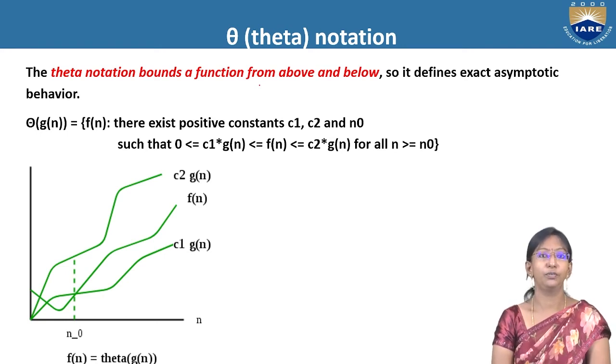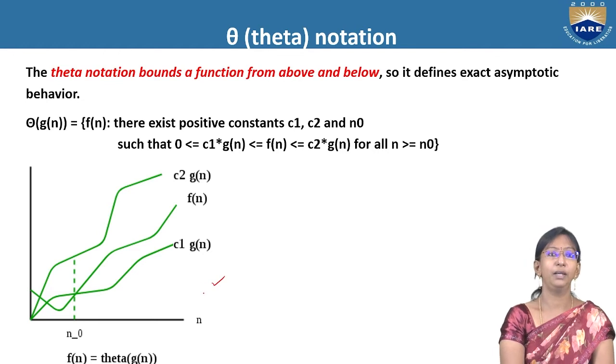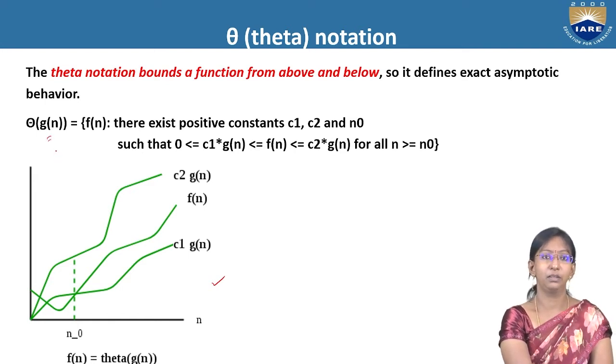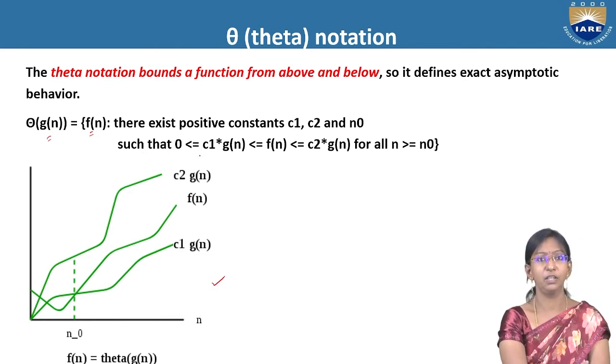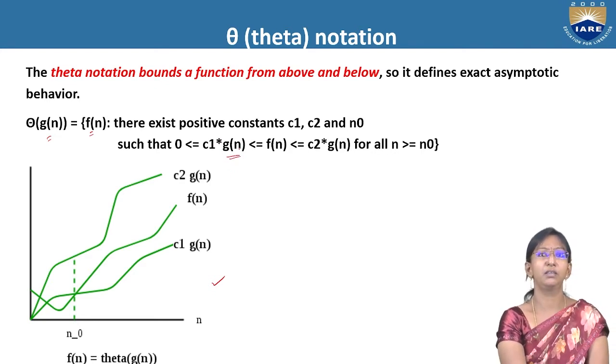And the functionality of theta is, for example, consider the given graph, where the graph is drawn for a function. We are trying to evaluate a function g of n with theta, and it works on a function f of n. It is a factor of f of n. Then there exist three positive values, c1, c2, and n0, such that g of n is between c1 and c2.